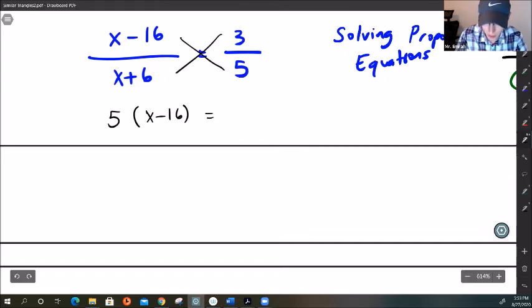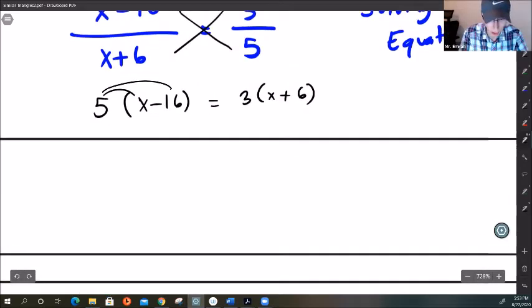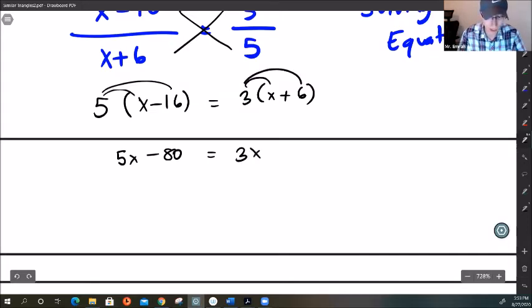And then on the other side, I'll have 3 times x plus 6. And then these two must be equal to each other. So let's distribute 5 over x minus 16. 5 times x is 5x. And then 5 times negative 16 is negative 80. 3 times x is 3x. 3 times positive 6 is positive 18.